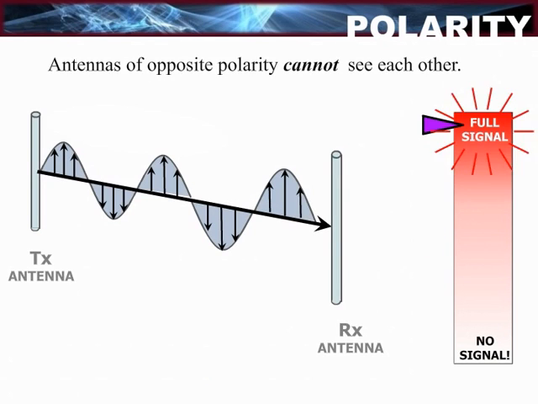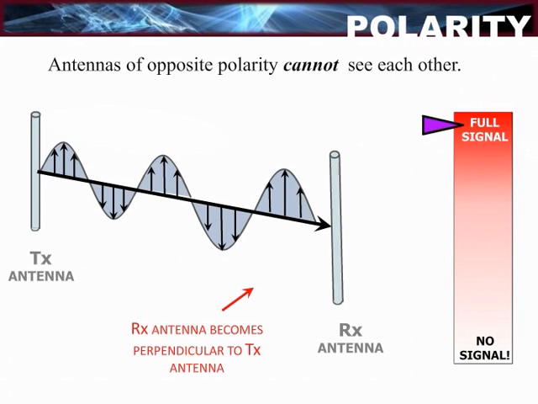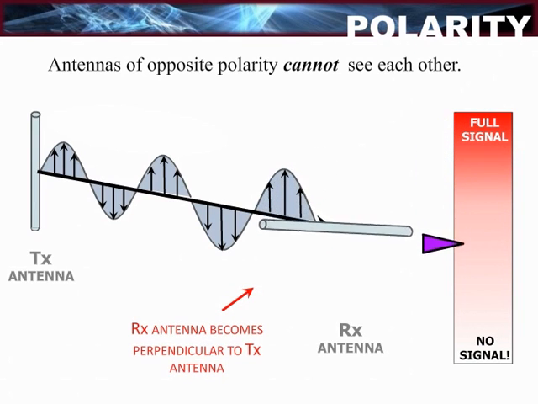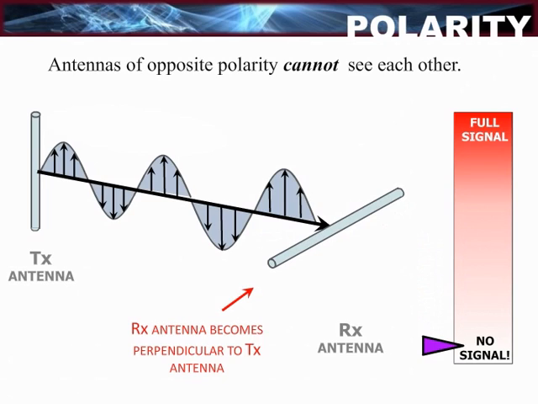When the receive antenna is completely horizontal, the electric field waves have no influence on the electrons inside the receiving antenna element. The electrons are effectively getting pushed against the ceiling and against the floor of the receiving antenna element. In other words, there will be no movement of the electrons inside the antenna element, and the signal will not be received at all.